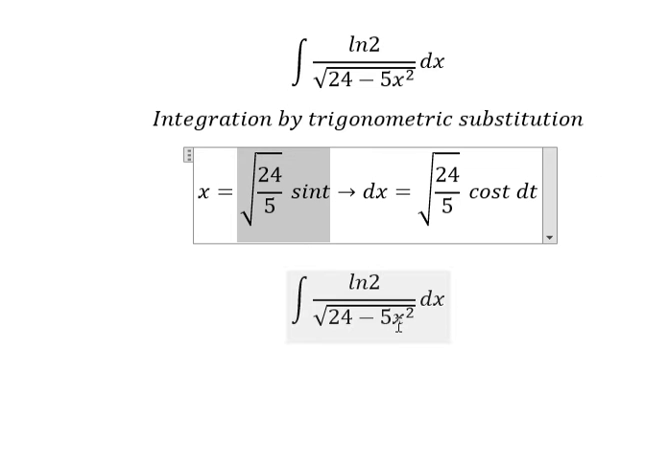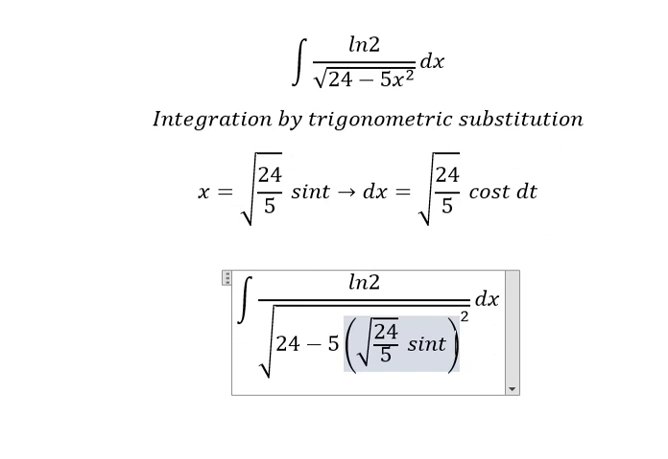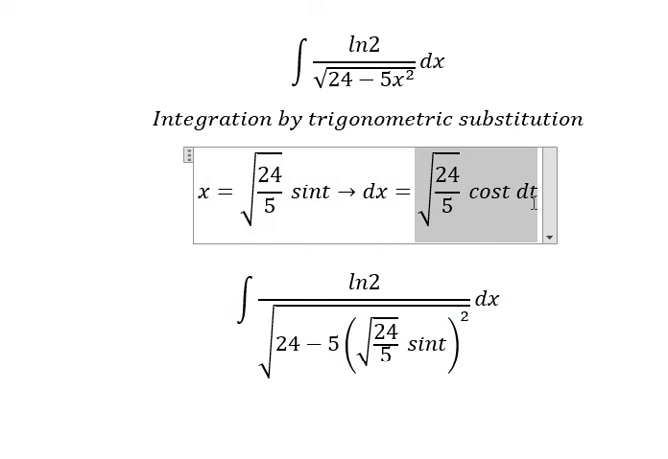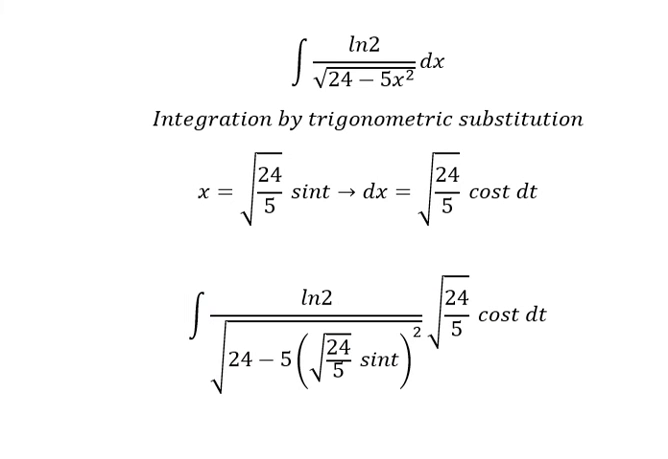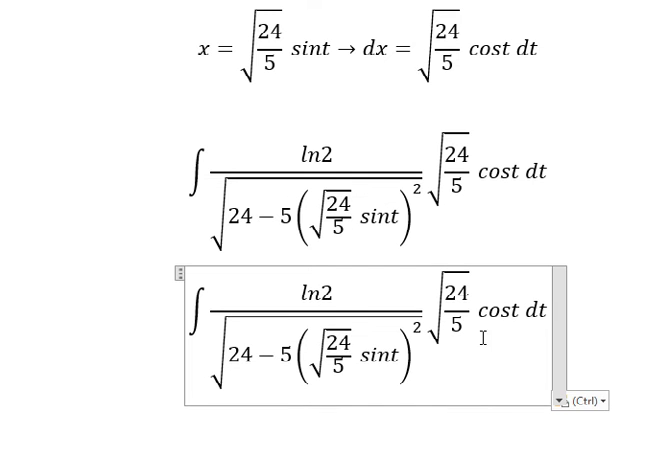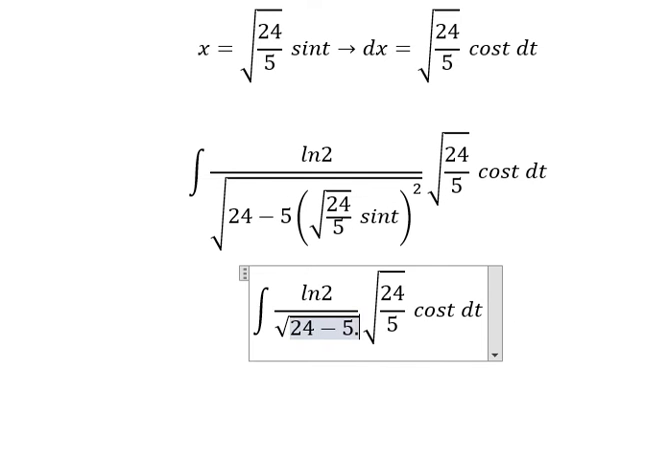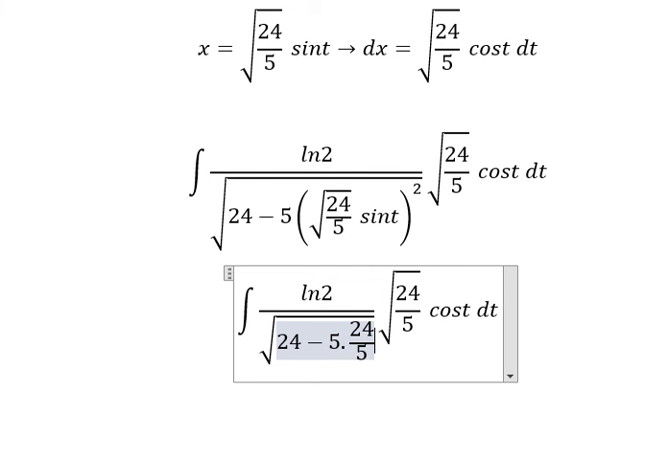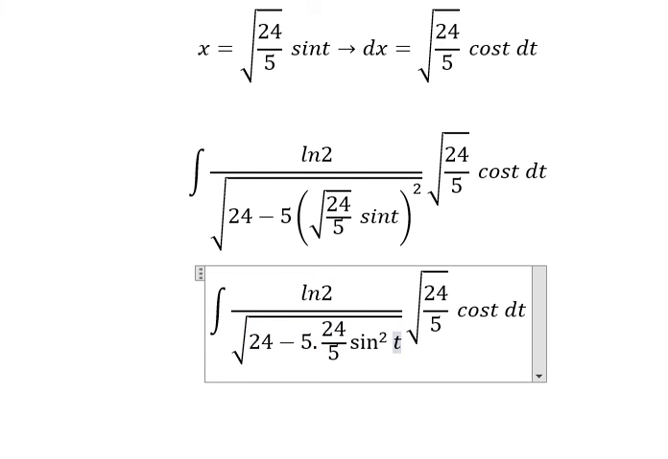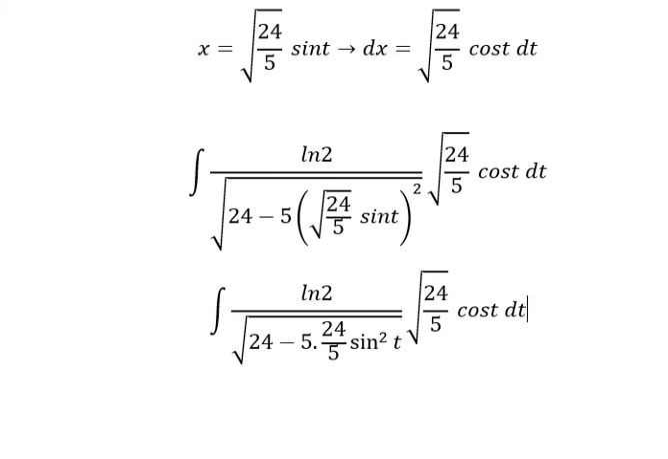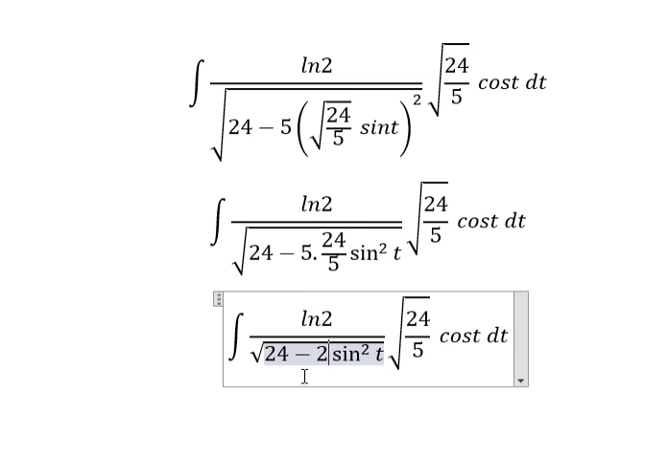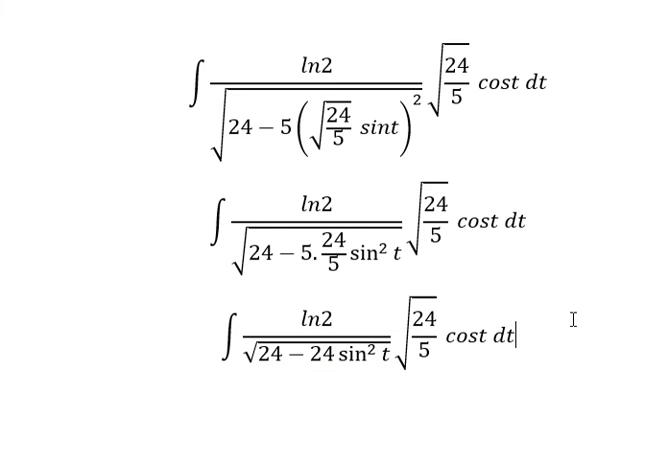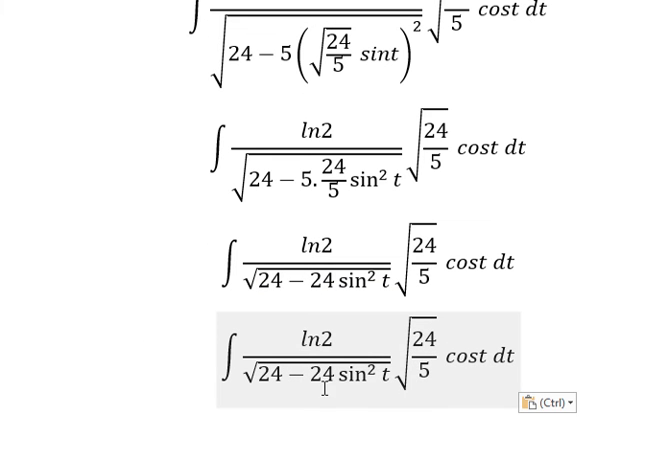So I will put this one in here. ds we change by this one. So this one we have 24 over 5 sine t squared. The 5 we cancel, and we get 24. 24 we can factorize.